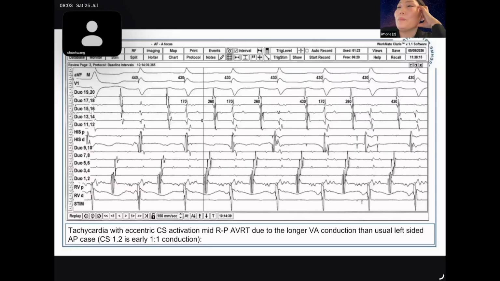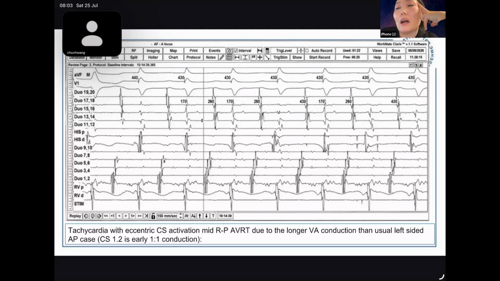While we were trying to place the catheters, the tachycardia already started, so we just evaluated the tachycardia. When we saw the tachycardia, the atrial activation was eccentric. The earliest atrial activation was in CS distal. CS12 is the earliest site of the tachycardia. Also, atrial activation was in between the V activations.